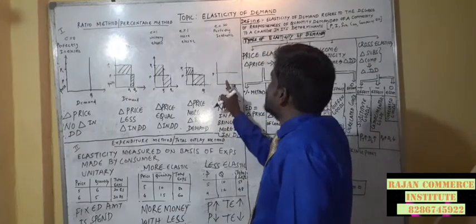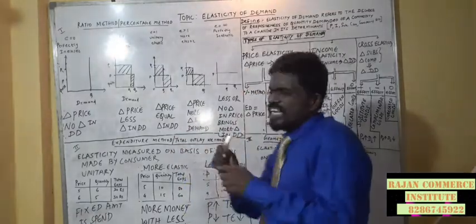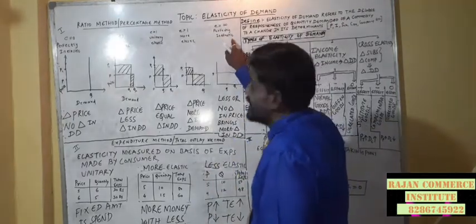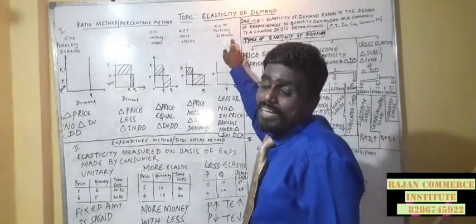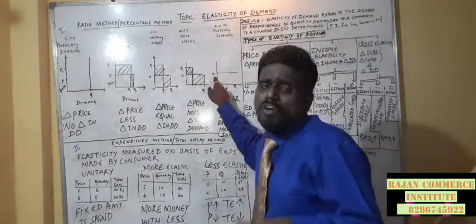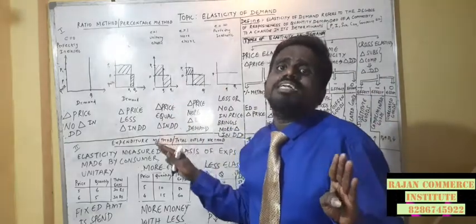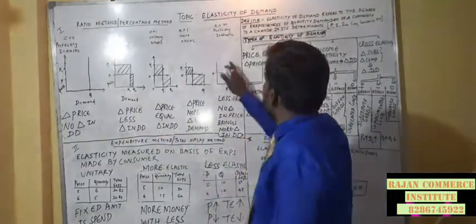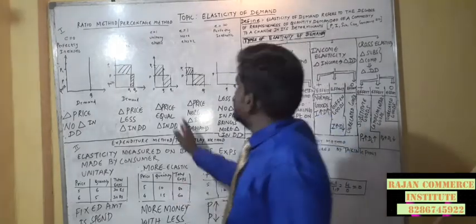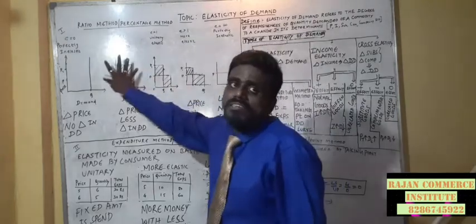Now come to the perfectly elastic case. Slightly or no change in the price leads to infinite change in the demand. That's called perfectly elastic. There is no change or only a small change in the price, which brings an infinite change in the quantity demanded. That's where E is equal to infinity. So these are all the five types of the ratio method or percentage method.